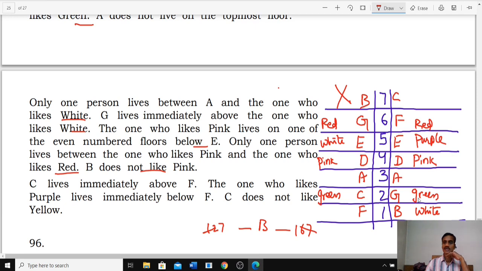C does not like yellow. Yellow must be here. As yellow is here: red, purple, pink, yellow, green, white. Then what else is left over here? Brown. Now C is brown in color.